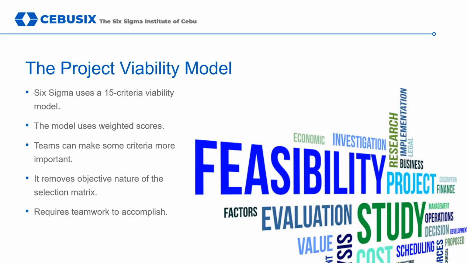Teams can choose to create their own criteria for a project selection matrix, or they can use the 15-point viability model that we will describe next. One benefit of the project viability model is that it provides some weighting, letting teams make some criteria more important than others. It also removes some of the objective nature of the selection matrix defined previously.